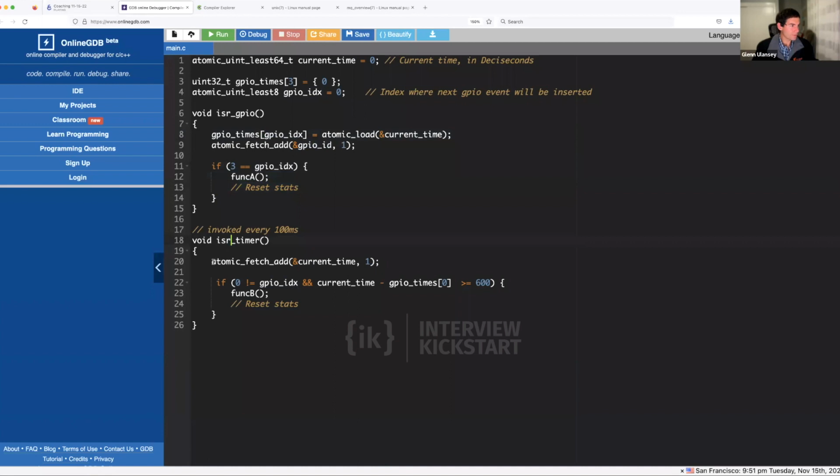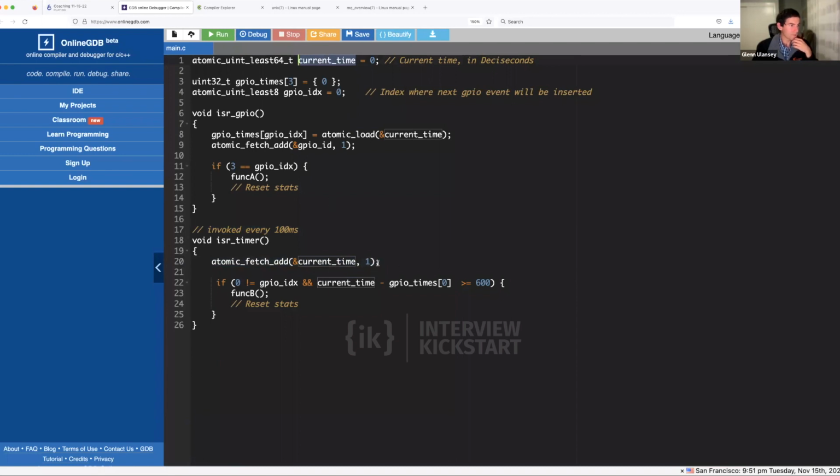Within the timer operation, every time the timer callback is invoked, I increment the current time by 1. And I know this is invoked every 100 milliseconds, but all I really care about is whether or not something occurs after 1 minute. And I don't need millisecond precision for that purpose. So I am storing this time in deciseconds because that makes my life easier.